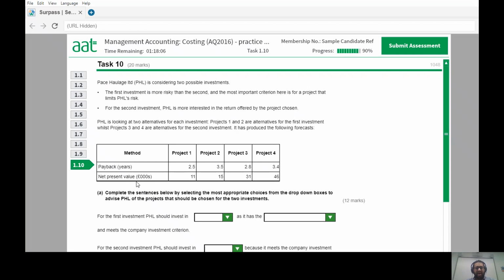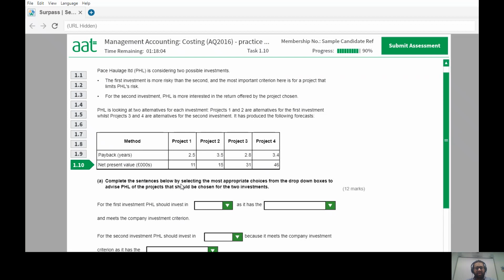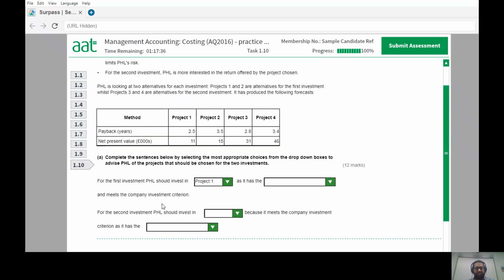Okay, so then here, choose the sentences below, selecting the most appropriate choice from the drop down box to advise PHL of projects that should be chosen for the 2 investments. So what is the thing? It is the risk. The longer payback period is going to be more risky. So therefore, for the first investment, PHL should invest in project 1, 2, 3, 4. Which one has got the lowest payback? Which is going to be project 1.